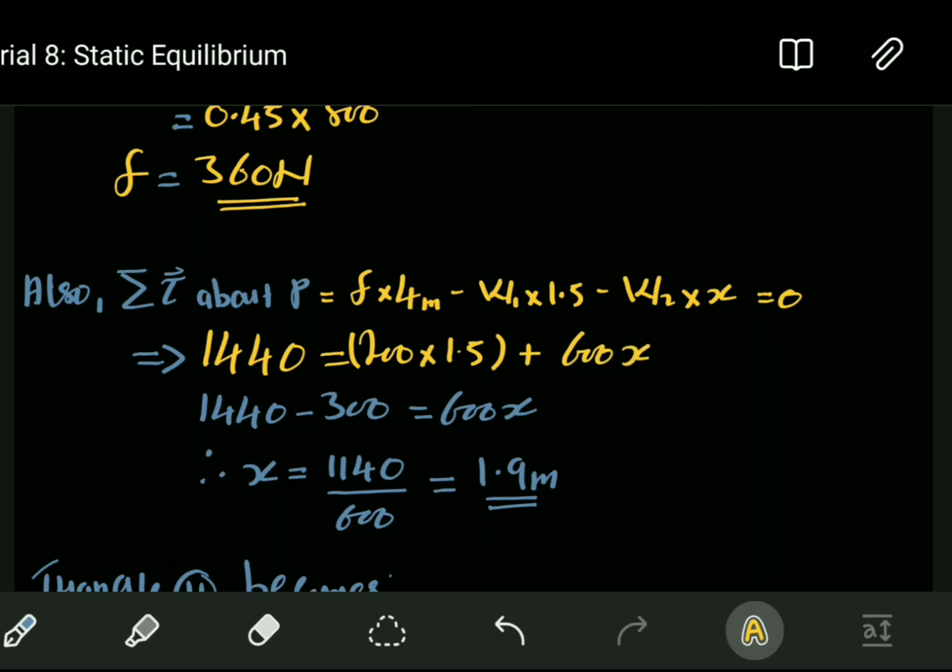Therefore we get 200 times 1.5 giving us 300, and we take it to the left, so it's going to be subtracted from 1440. Therefore we have 1440 minus 300 giving us 600x. From which we can obtain the value of x as 1440 over 600, giving us 1.9 meters.